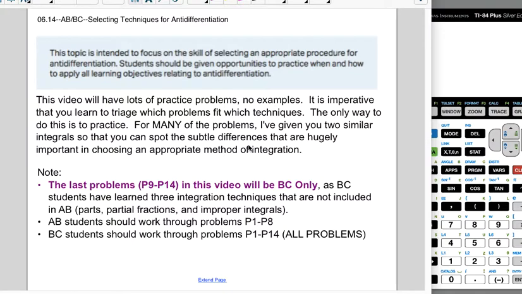A quick note, there are 14 practice problems. The last ones, P9 through P14 in this video, are BC only because the BC students have learned 3 integration techniques that are not included in the AB course: parts, partial fractions, and improper integrals. AB students should only work through P1 through P8. BC students should work through P1 through P14, which is all of the problems. So let's go ahead and get into it.